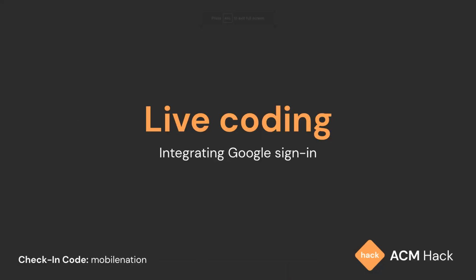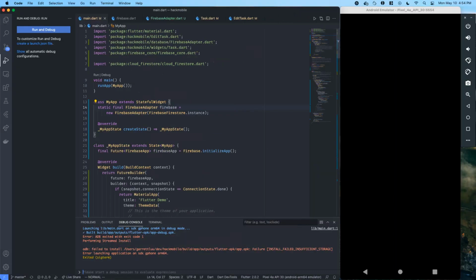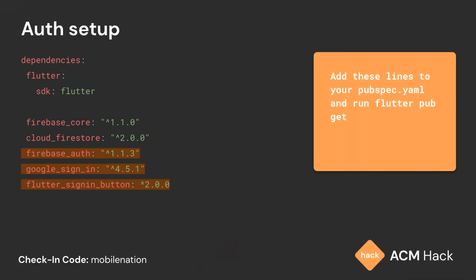Okay, so I was going to do live coding and Google Sign-In implementation. I don't know if that's happening because this is all broken and stuff. So I'm just going to show you the solution code and just kind of talk through it. So first of all, we're going to have to add these to the pubspec YAML file and run Flutter pub get. So yeah, that's just done here.